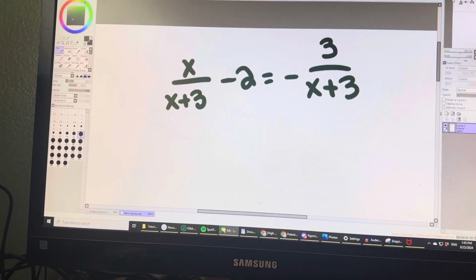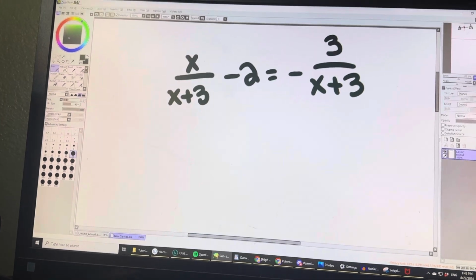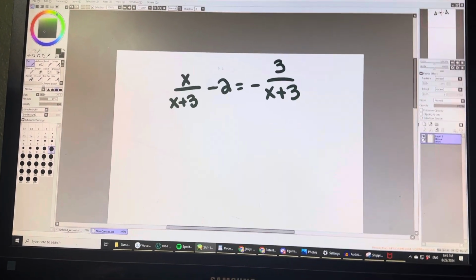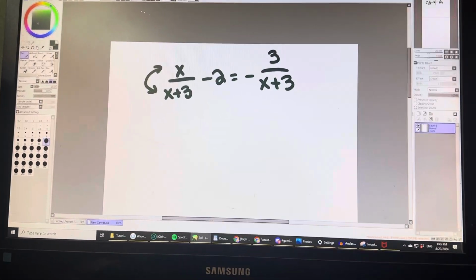Right, so I'm recording on my phone because that's easier for me, so it might be a little bit janky looking, but here's our original problem. This is called a rational equation because there's a ratio, which is just a fraction.